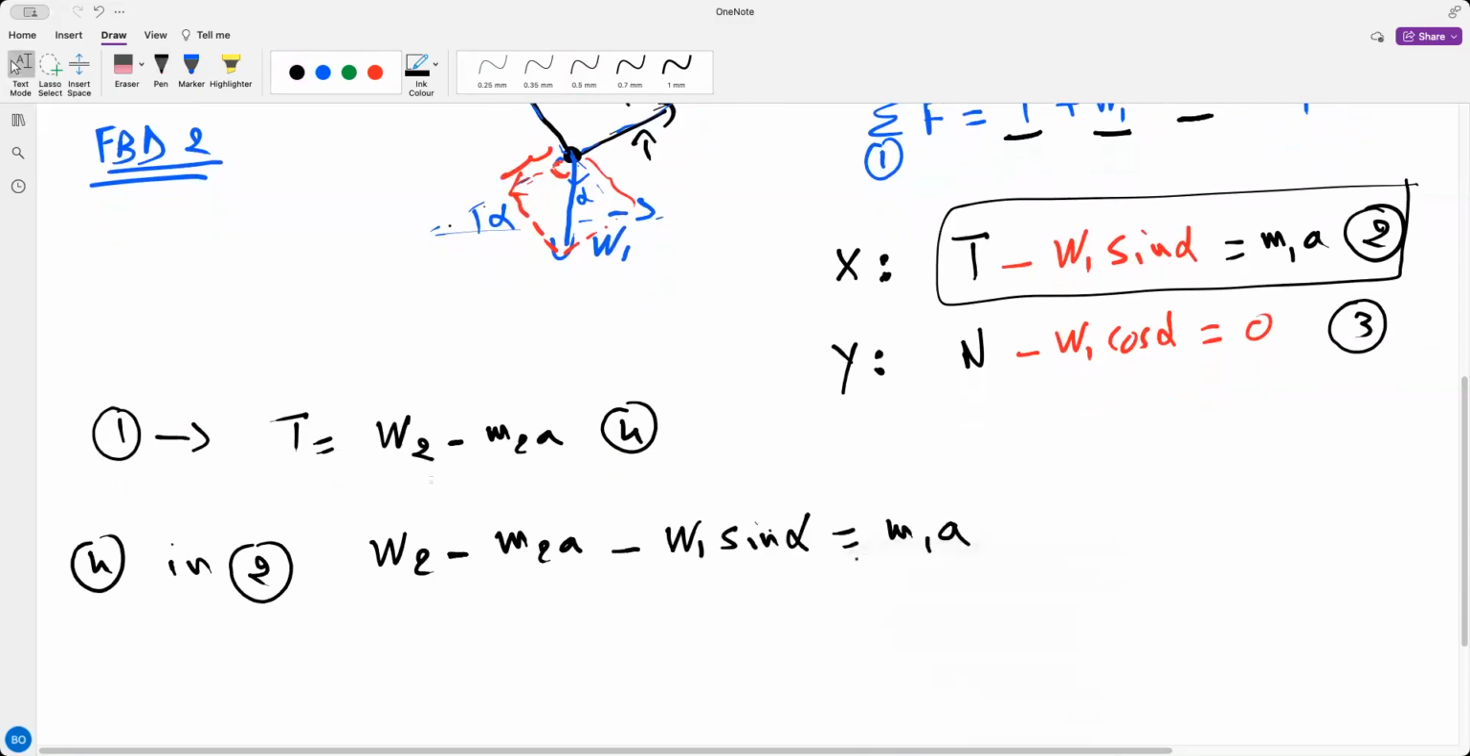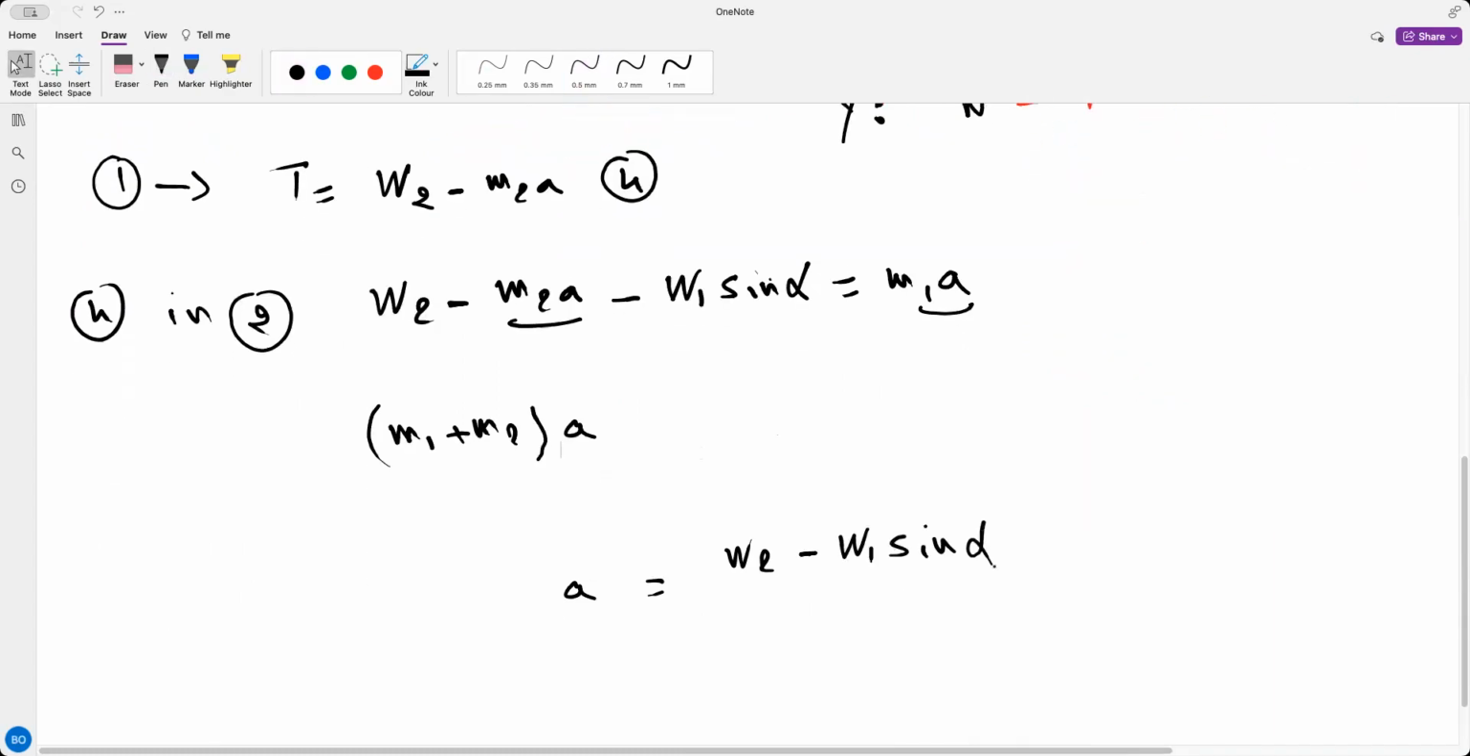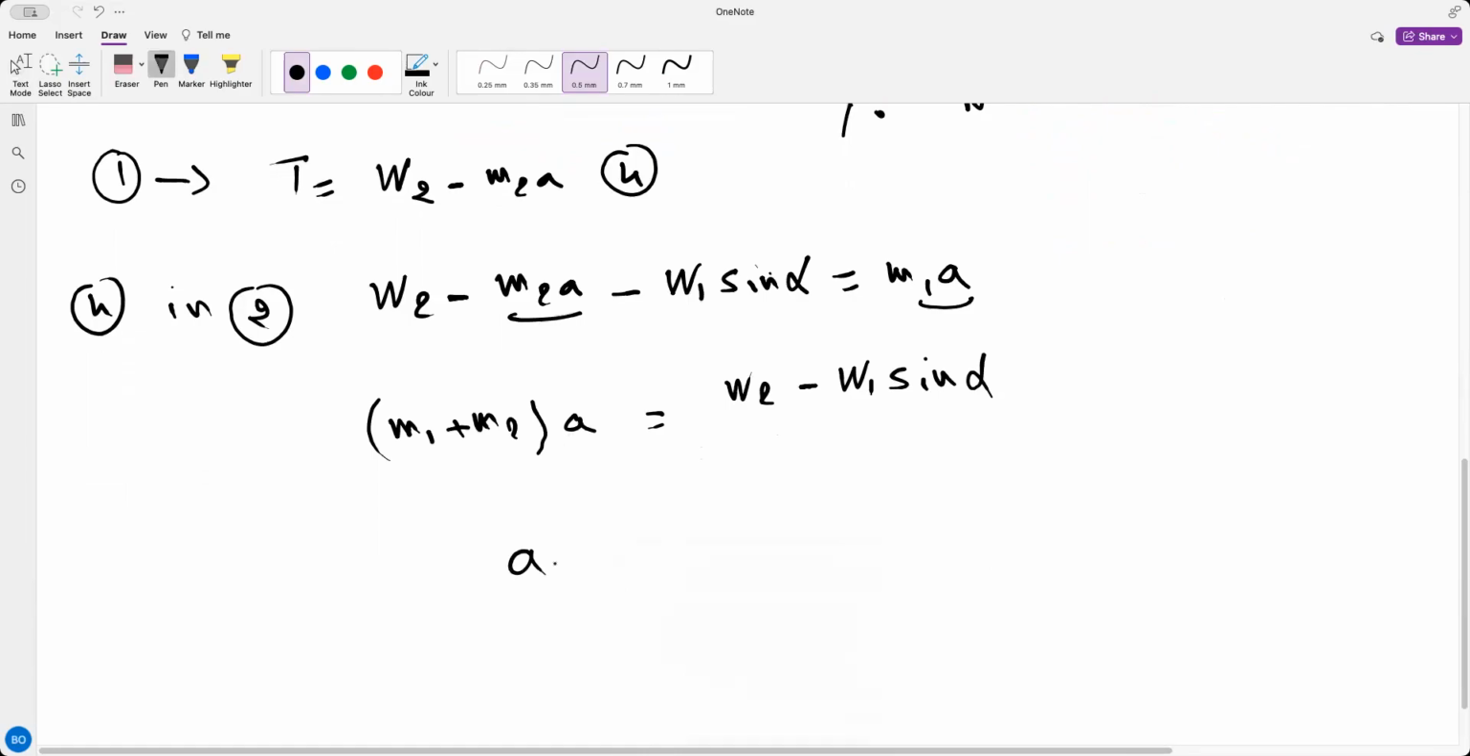So let's assemble the accelerations together. You can easily see that it will give you M1 plus M2 times the acceleration is equal to W2 minus W1 sine alpha. So the acceleration will be W2 minus W1 sine alpha divided by M1 plus M2.